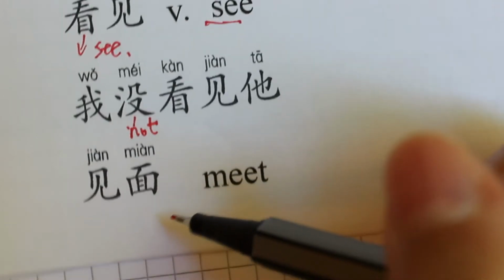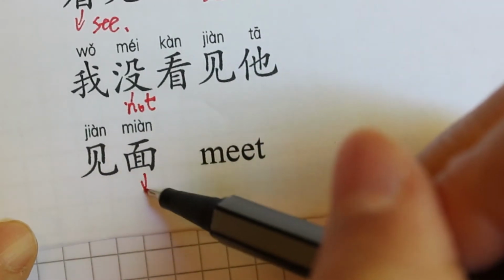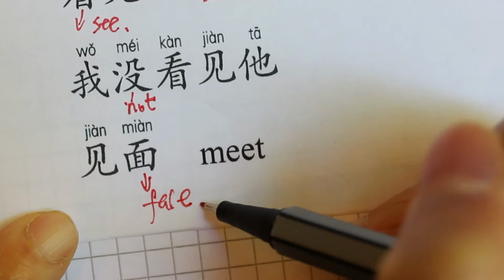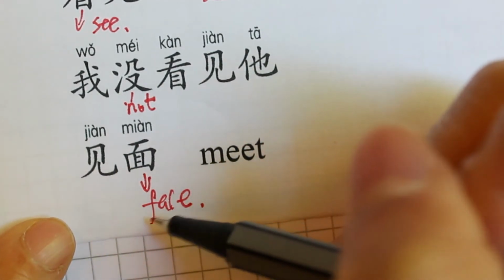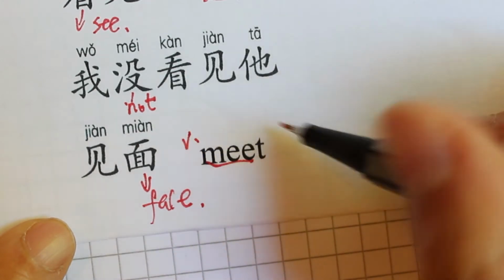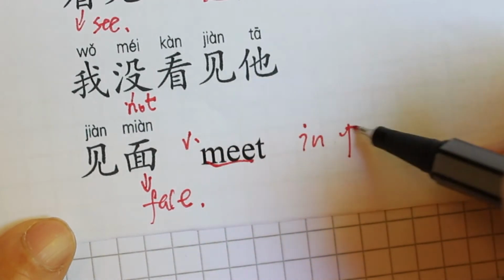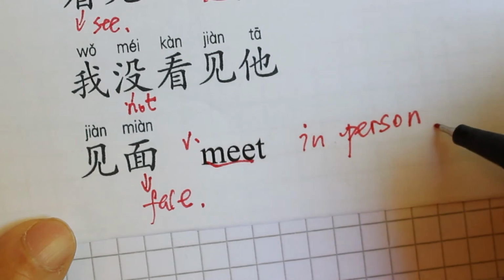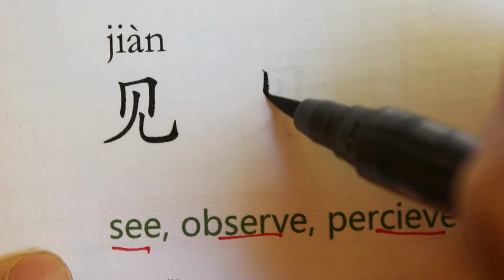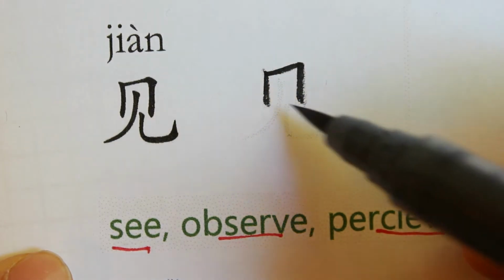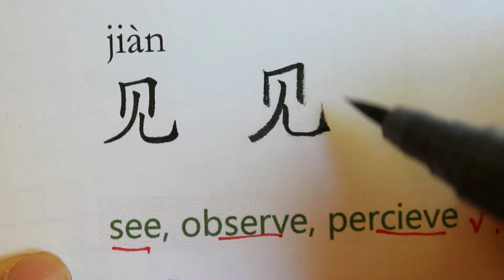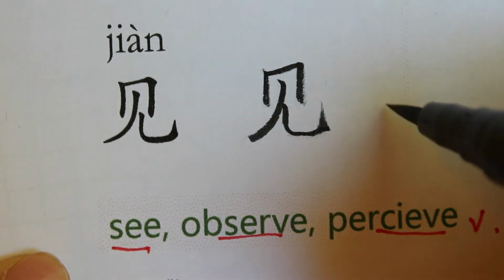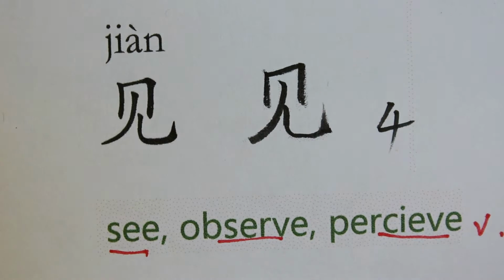下一个是见面。面 has the meaning of face. So you see someone's face. 见面 means meet. It's a verb. You meet someone in person. 见面。1、2、3、4。So 见 has 4 strokes.